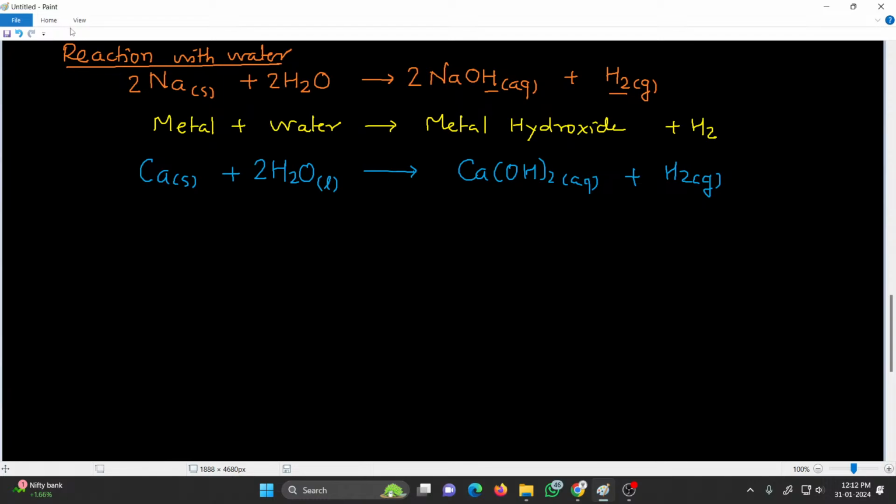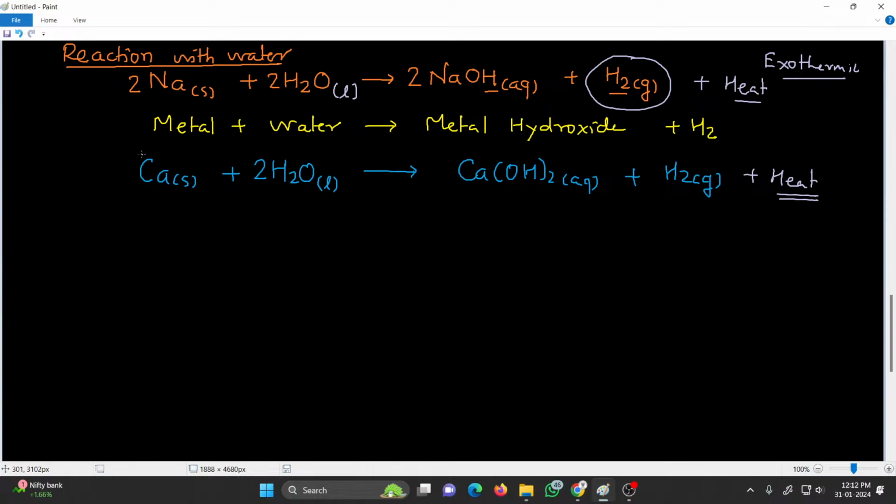Now there is a slight difference between these two reactions. In the first reaction, when sodium reacts with water, hydrogen gas is produced, and along with that heat is also produced. That means this reaction is exothermic. Reaction with sodium is so exothermic that the hydrogen gas produced in the reaction can start to burn. But in case of calcium, although heat is produced, it is not sufficient to burn hydrogen.